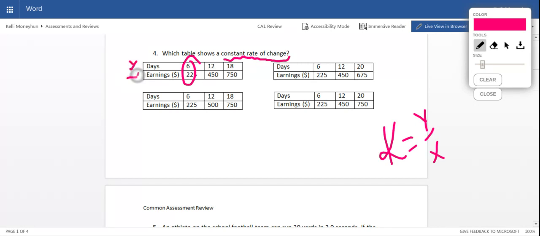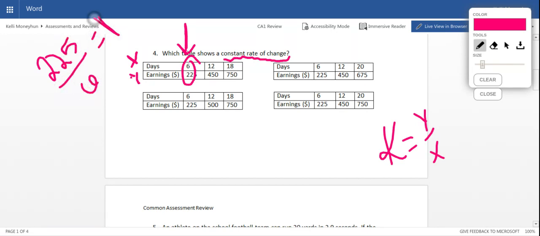Remember to label your tables always. That's ugly. Try again. So label them always, x and y, on every single one. And then you're going to plug in your points. So in this pair, my y is 225. My x is 6. The fraction bar means to divide, so that'll give me my constant for my first pair.